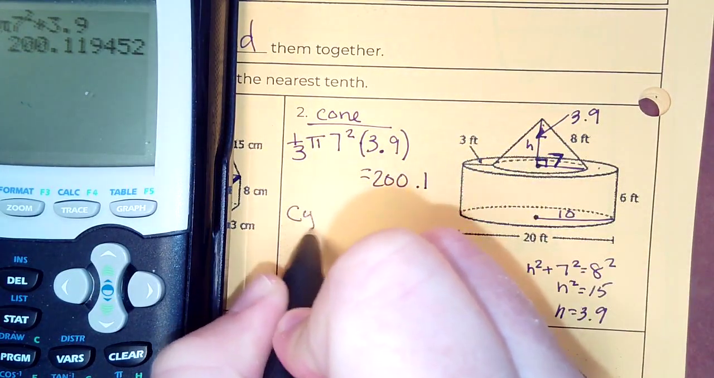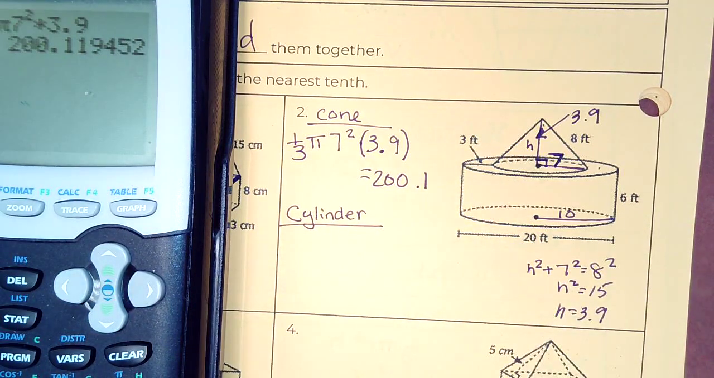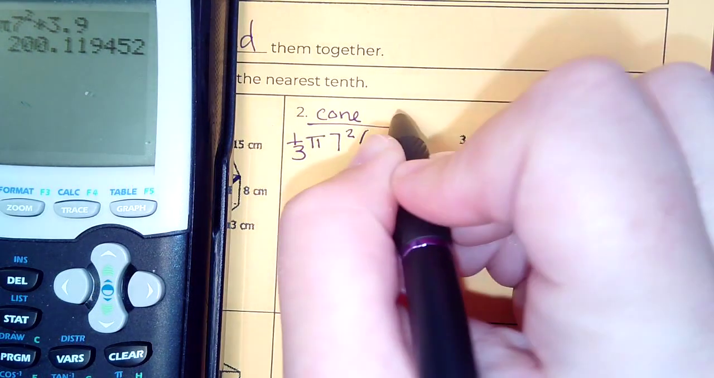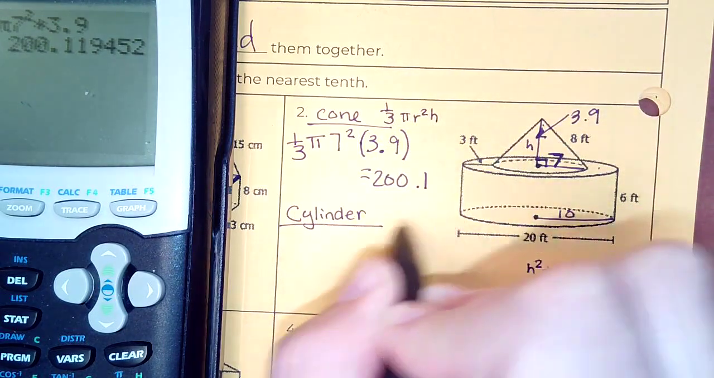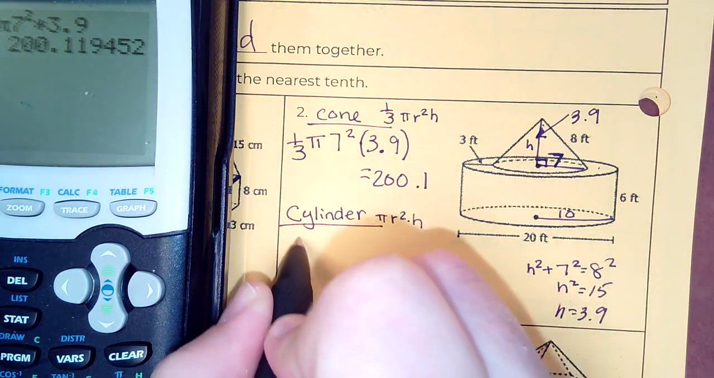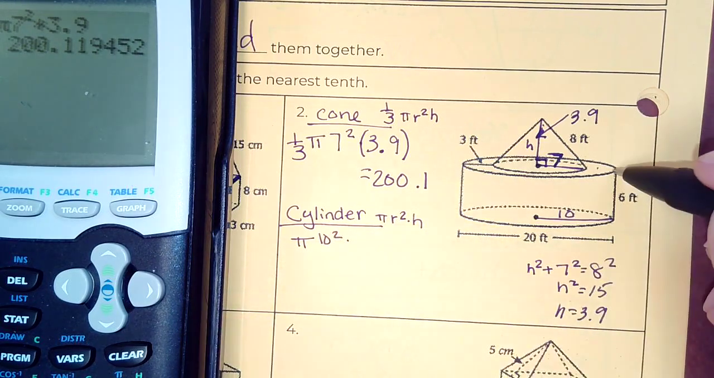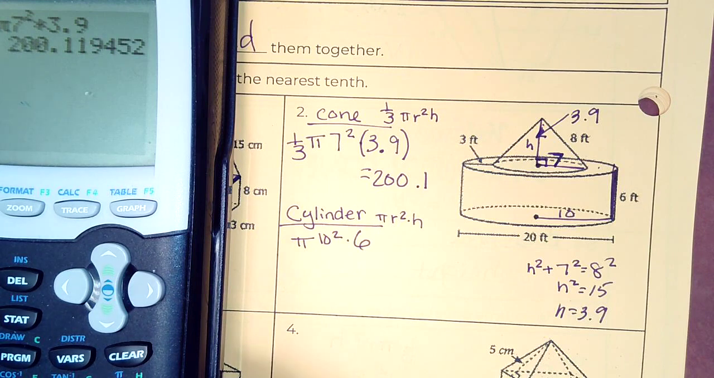Now for the cylinder. Base area times height. So the base area is a circle, pi r squared times height. So pi r for the cylinder is 10 squared times the height, the distance between the two circles, 6. Pi 10 squared times 6.